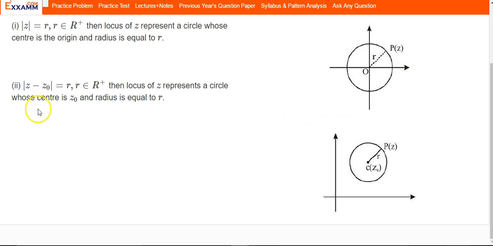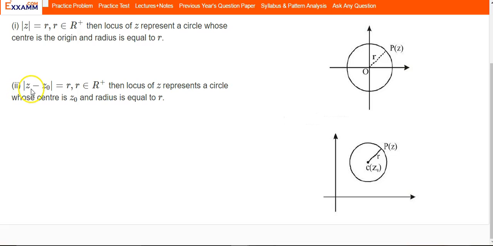So what does this mean? Suppose z0 is equal to 3 plus 4i, then we write this equation as modulus of z minus 3 minus 4i is equal to r. If we are given that modulus of z minus 3 minus 4i is equal to, say, 5, then what does it mean? That this would be the equation of a circle with center (3, 4) and radius 5. So this we have to remember, a very important equation, and I will be giving you many examples based on this.